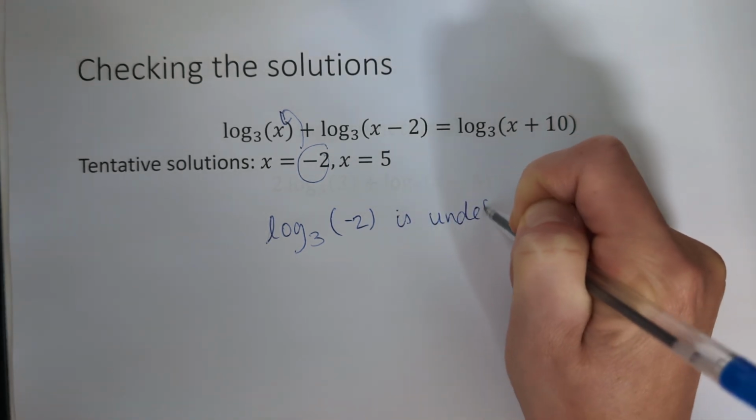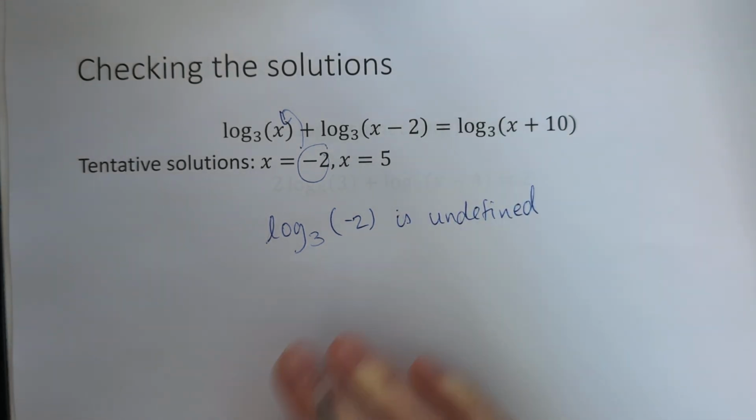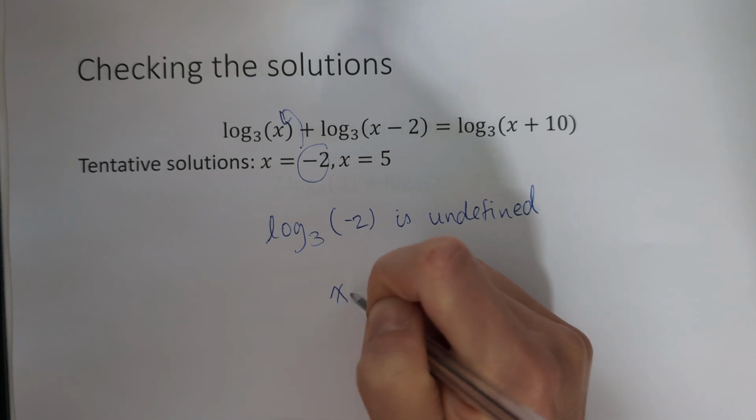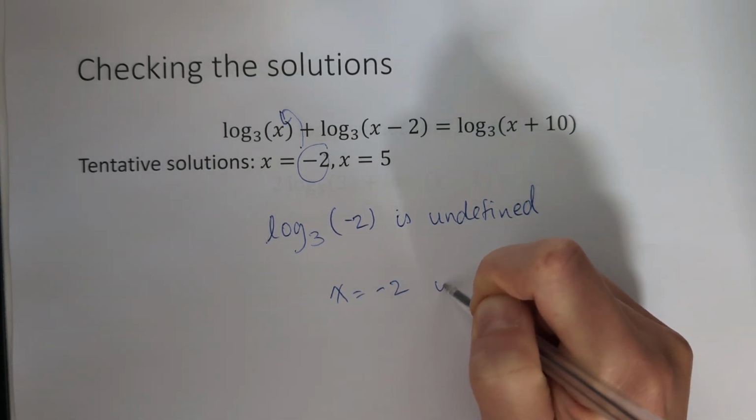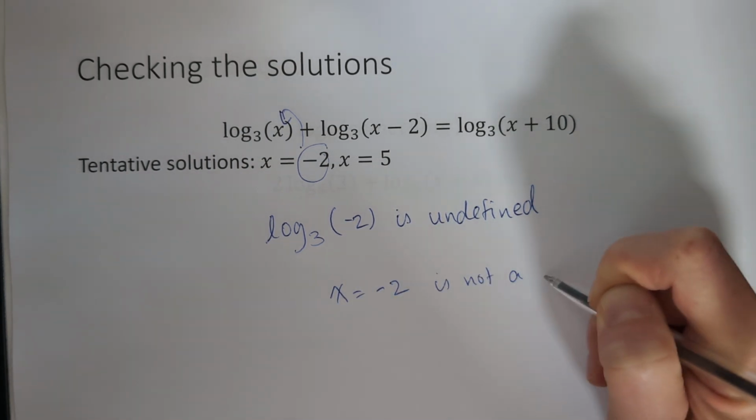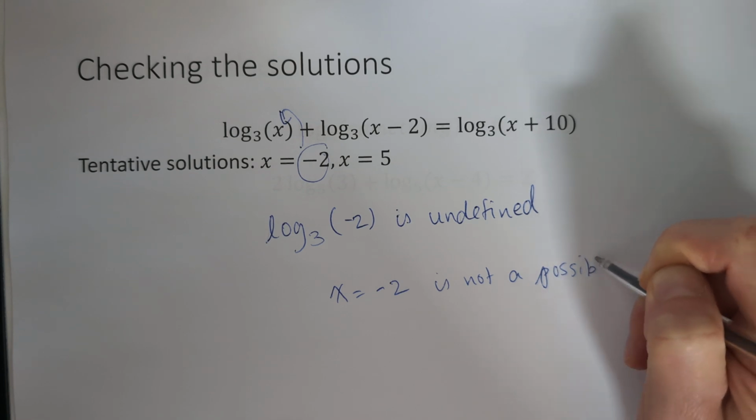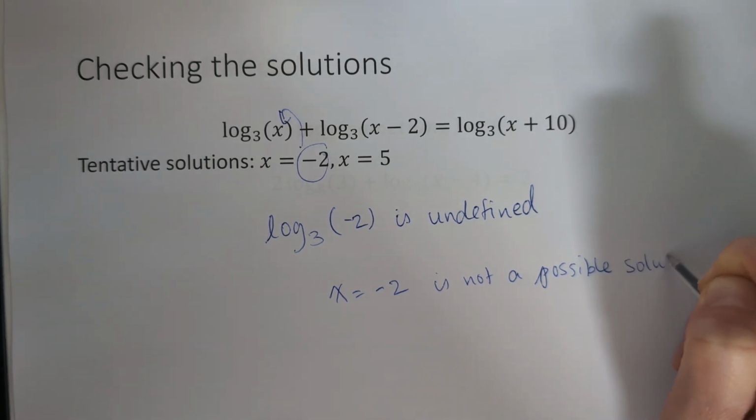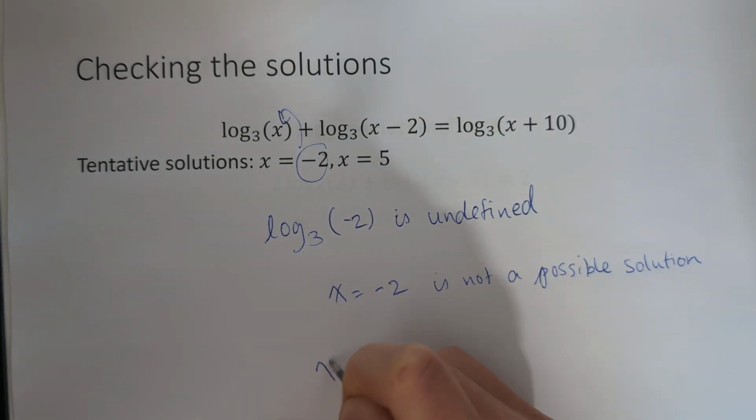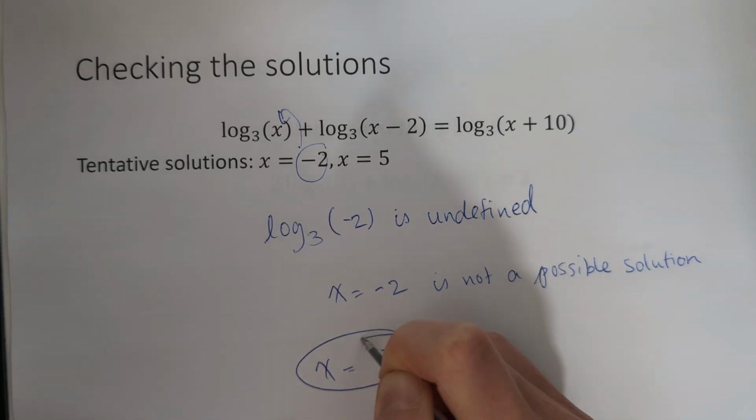Okay, so this is actually not a solution. It's an extraneous solution. So x equals negative 2 is not possible in this particular case. It's not a possible solution here. The only solution to this is x equals 5.